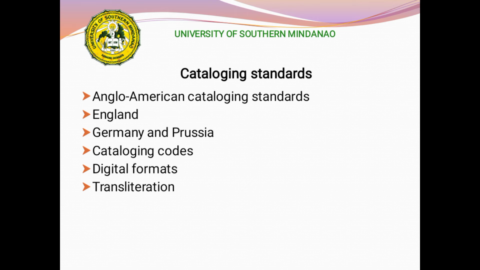And the last is transliteration. Library items that are written in a foreign script are, in some cases, transliterated to the script of a catalog. In the United States and some other countries, catalogers typically use the ALA/LC romanization tables for this work.